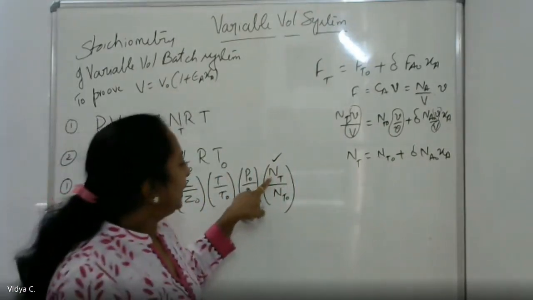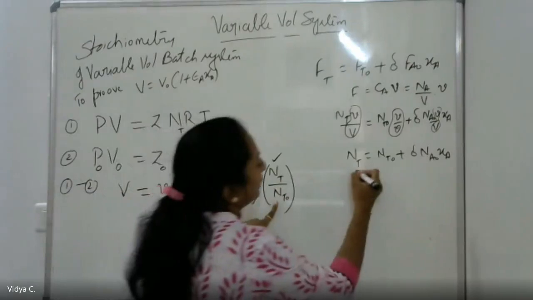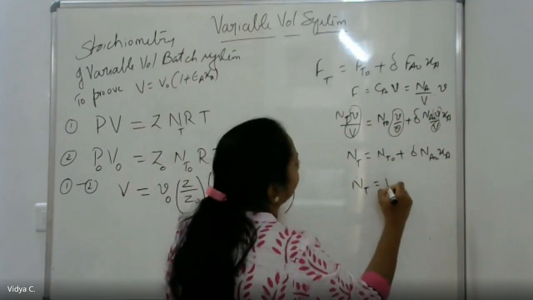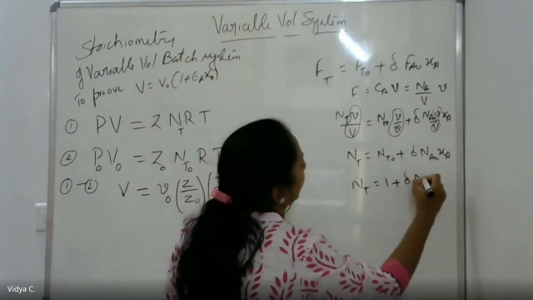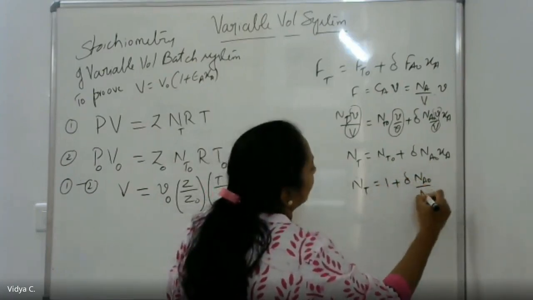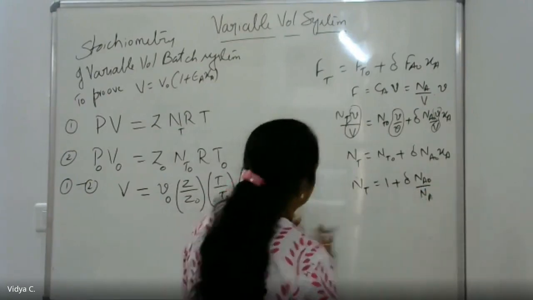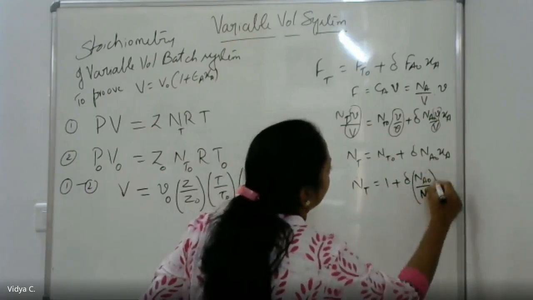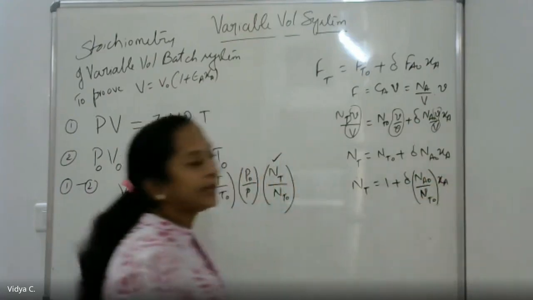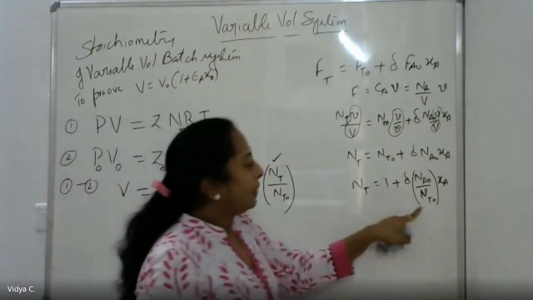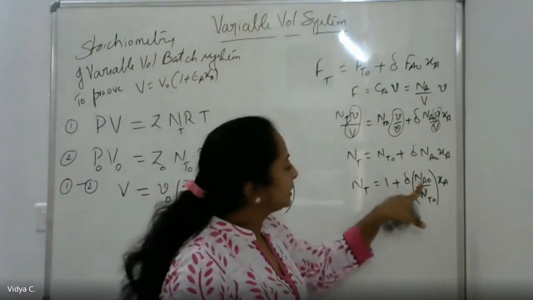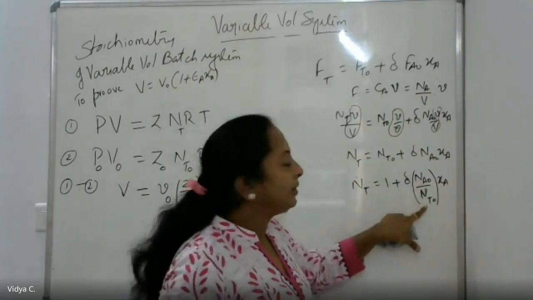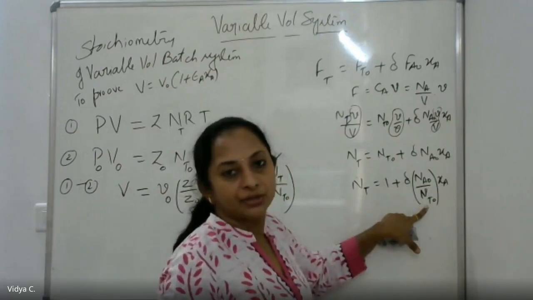But what do I need? I need NT by NT naught. So I'll divide the entire equation by NT naught. What am I left with? NT by NT naught is equal to 1 plus delta into NA naught by NT naught into XA. But what happens for gaseous phase reactions? See, this is the initial number of moles of A divided by the total number of moles in the reaction mixture.